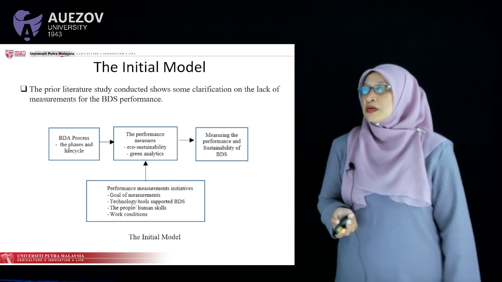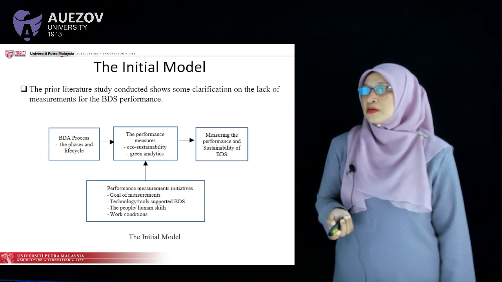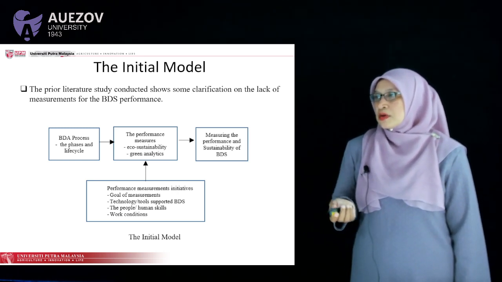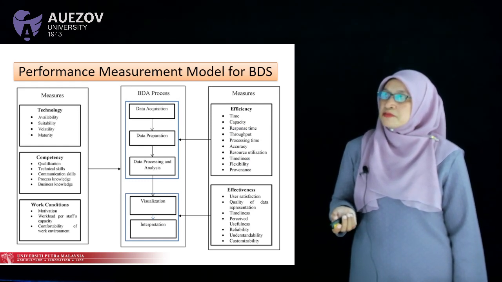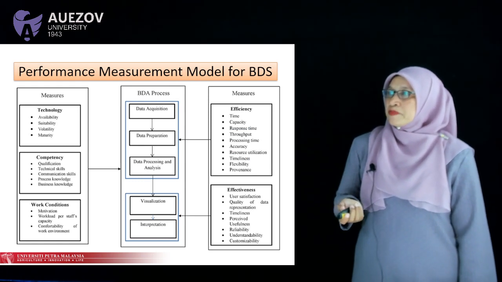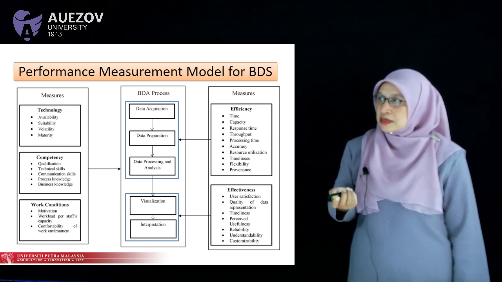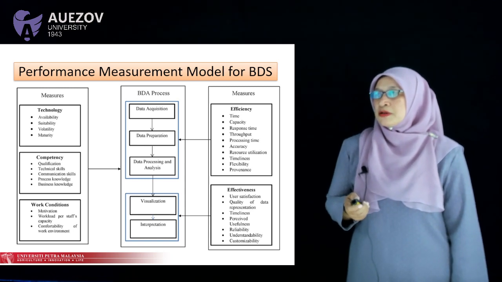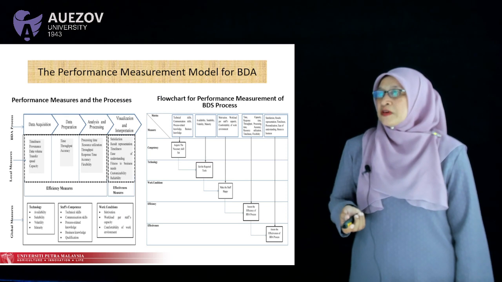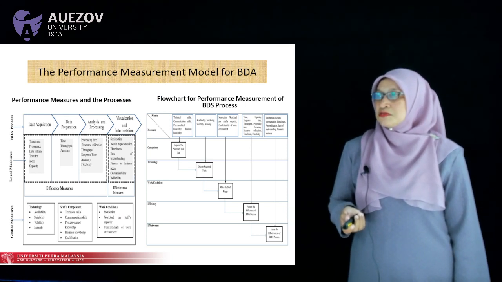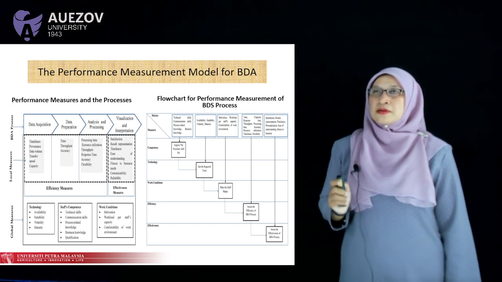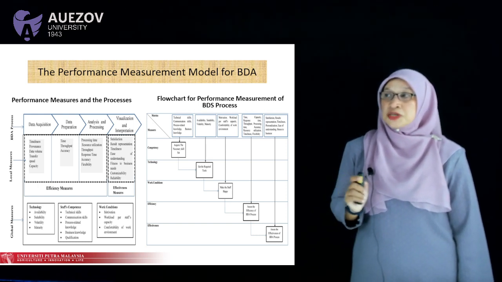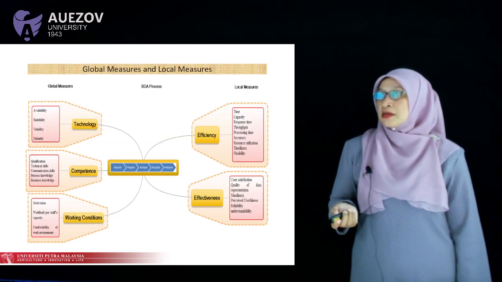The prior literature study conducted shows a classification on the lack of measurements for BDA performance. So we came up with the detail for the performance measurement model. The measures are on the left, in the middle is the BDA process, and these are the detailed measurements found from the literature. This is detailed out in terms of how those measures and metrics are applied, with measures in detail for each big data analysis process.